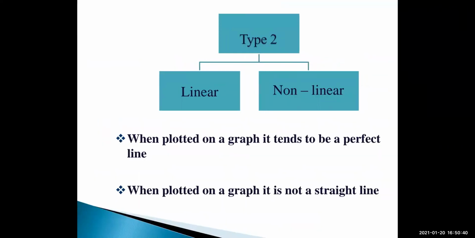In type 2, we have linear and non-linear. Linear correlation is one that, when plotted on a graph, tends to be a perfect line, whereas non-linear is when, plotted on a graph, it is not a straight line.